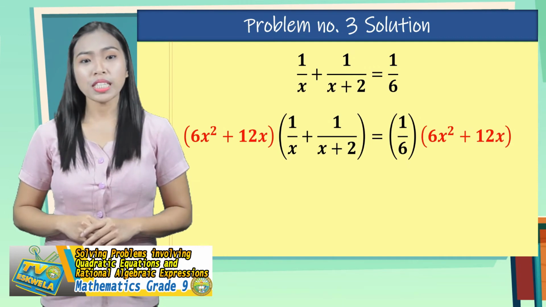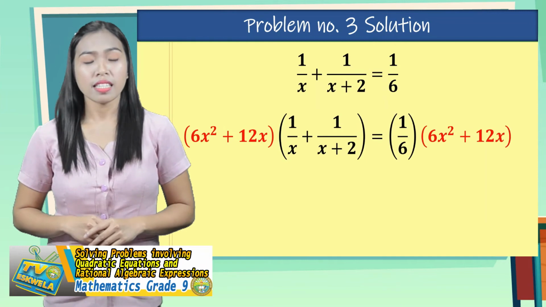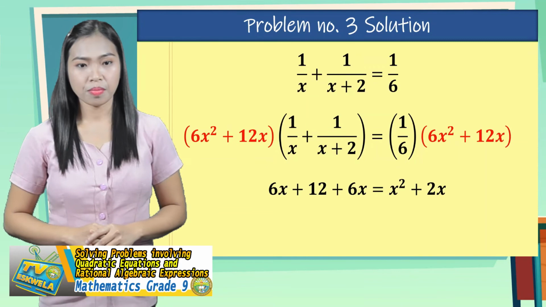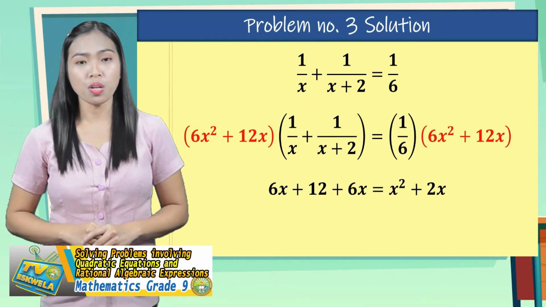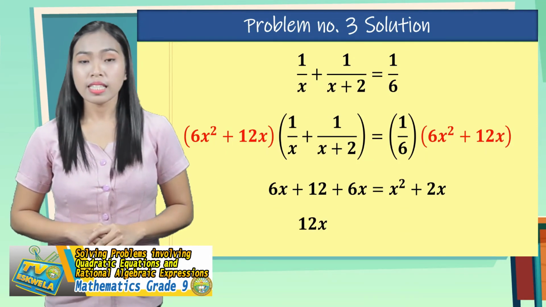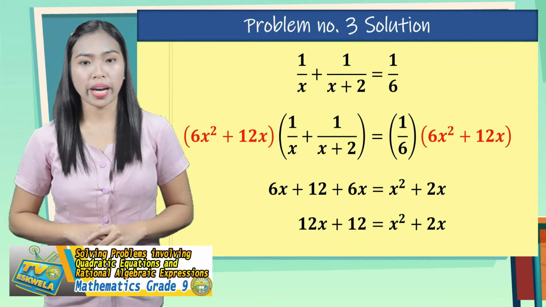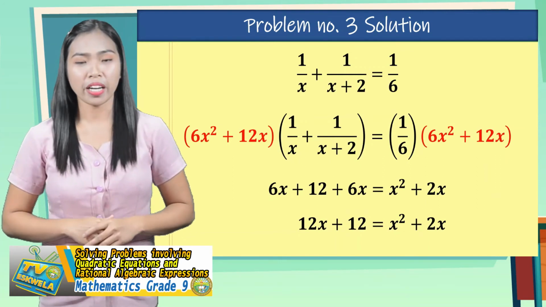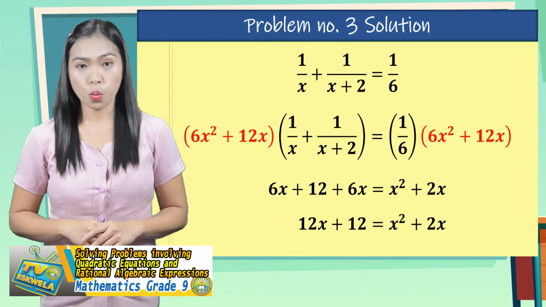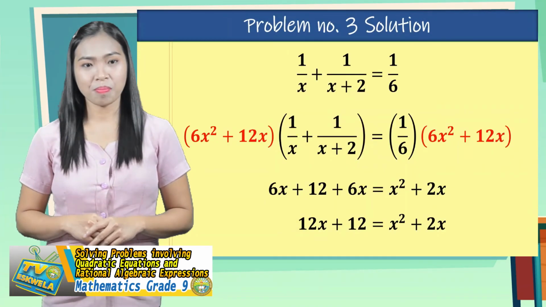First, multiply both sides of the equation by the LCD 6x squared plus 12x. This results in 6x plus 12 plus 6x equals x squared plus 2x. By simplifying, this becomes 12x plus 12 equals x squared plus 2x.